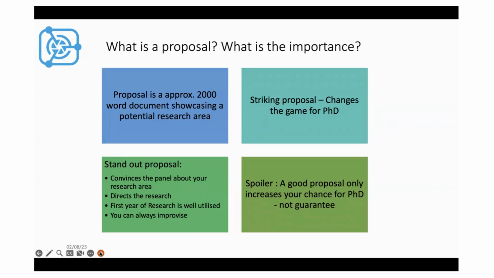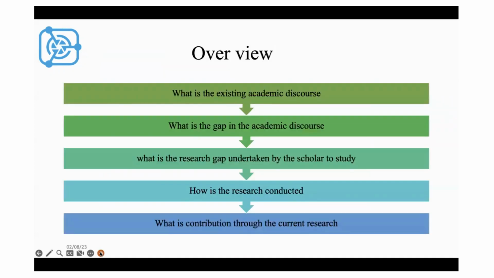Let's quickly look at the key components and heads that must be included in the PhD proposal. The PhD proposal must capture the overall picture that's showcased here. It must showcase the existing academic discourse on your research area, the gap that is identified in it, the gap that is taken up by the research scholar for the study, how the research would be studied, and what the contribution of the current research would be to the existing pool of knowledge.